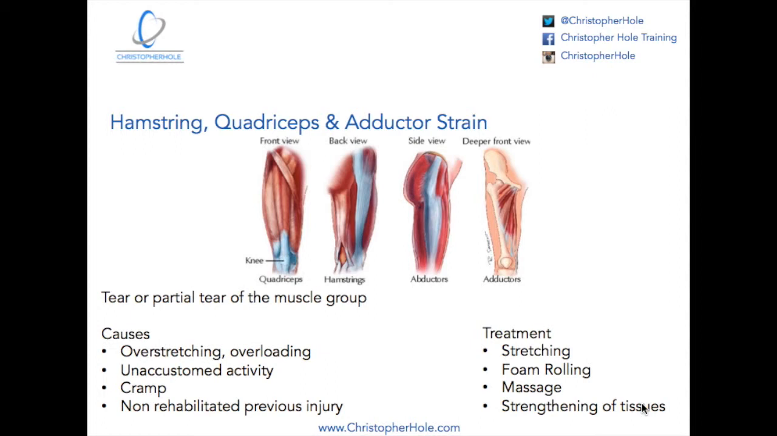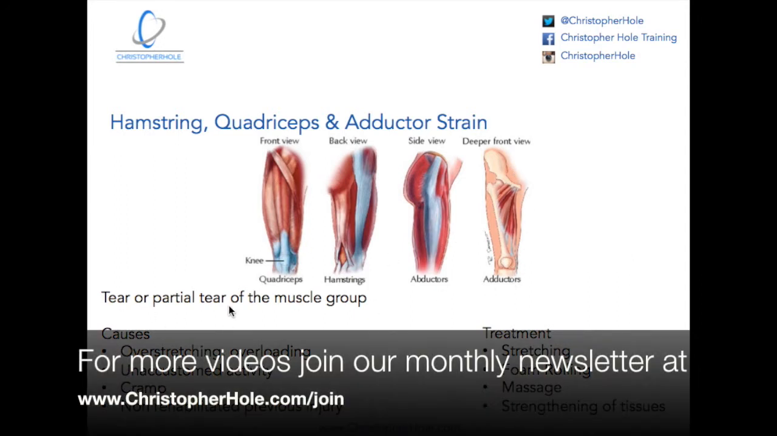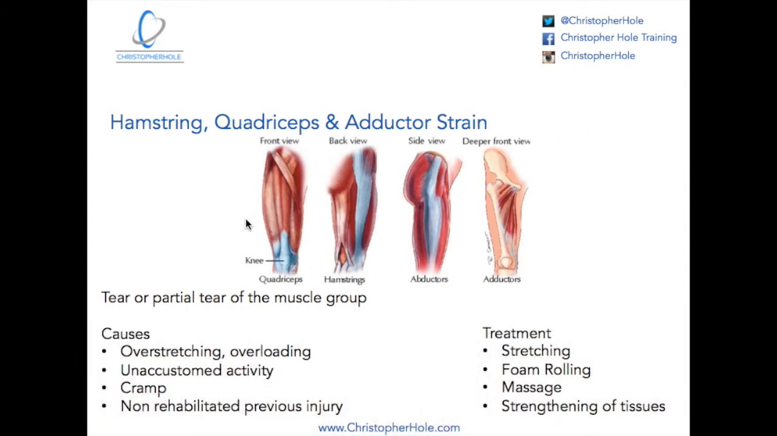So just to go back over what we've talked about, you've got your hamstrings on the back of the leg here, the quads on the front of the leg here, and the adductors on the inside of the leg here. It's a partial tear of the muscle group, so it could be a partial tear of the quad, the hamstring, or the adductor. Potential causes are generally traumatic from overstretching and overloading, but can have a repetitive nature to it because that can weaken the tissues. Also unaccustomed activity, cramp, and non-rehabilitated previous injury.